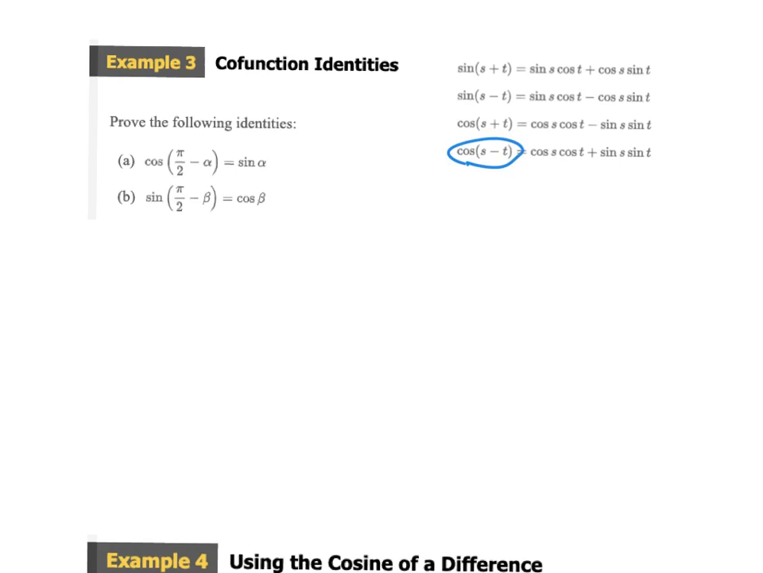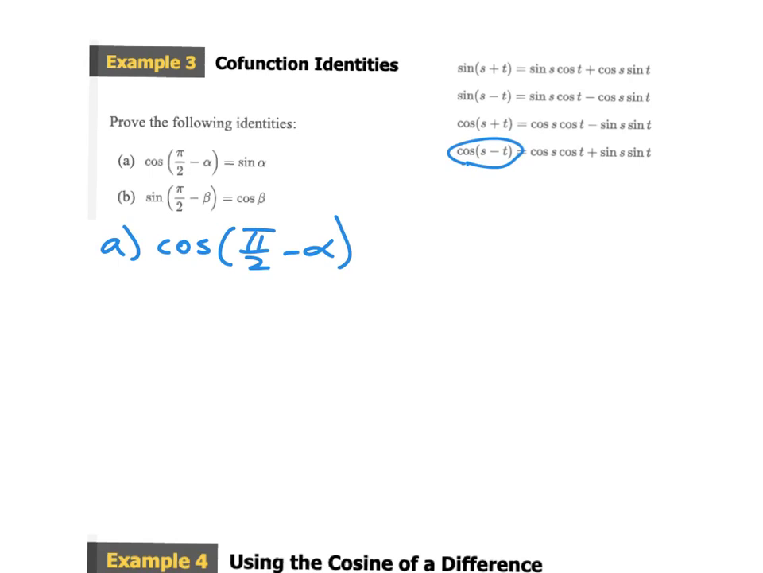All right, on to example 3. You could see that I just brought these formulas down because you can obviously have them right next to you when we're doing e-learning. All right, so let's check out part A. Cosine of pi over 2 minus alpha. I want to prove that it equals sine of alpha.